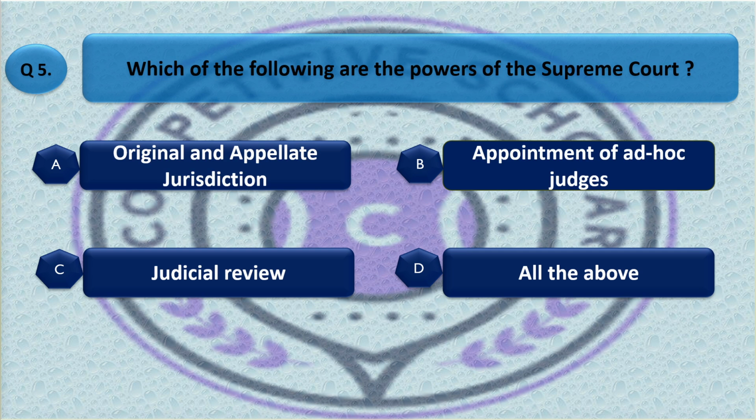Question number 5. Which of the following are the powers of the Supreme Court? Option A, original and appellate jurisdiction. Option B, appointment of ad hoc judges. Option C, judicial review. Option D, all of the above. The answer is D, that is all of the above.